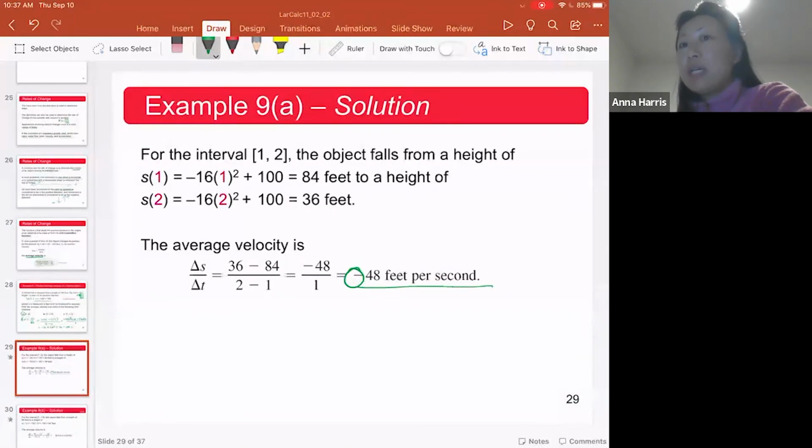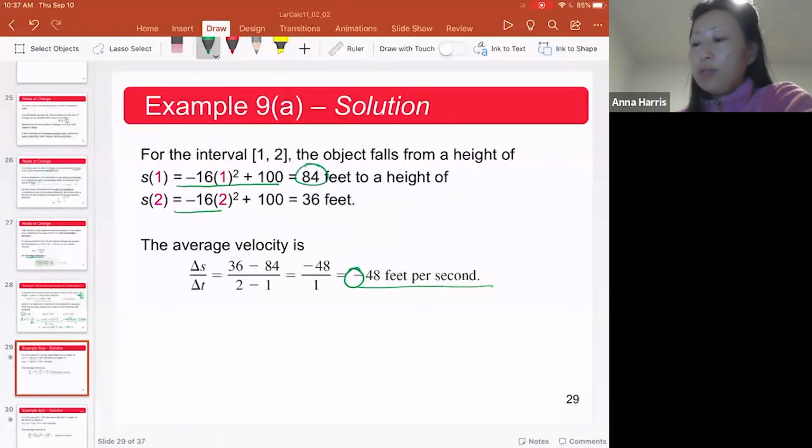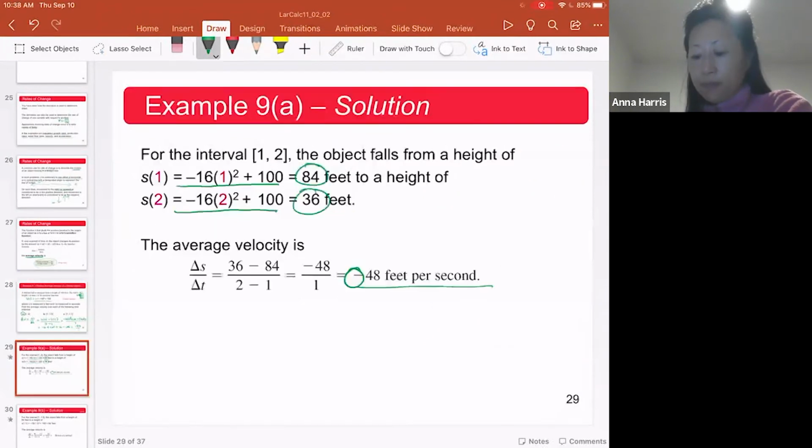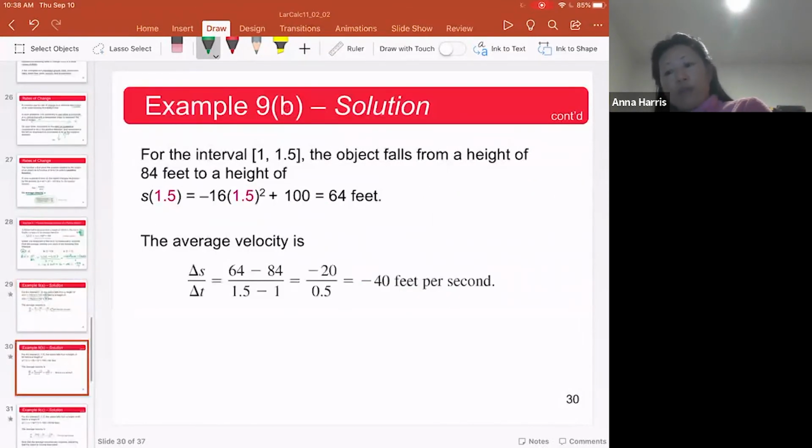Is everybody with me? They gave you a calculation. Negative 16 times 1 squared plus 100 gives you 84. When you multiply by 2 squared, you get 36. That's 36 minus 84 divided by 2 minus 1, which gives you negative 48 over 1. You would do the same thing for the other two problems.